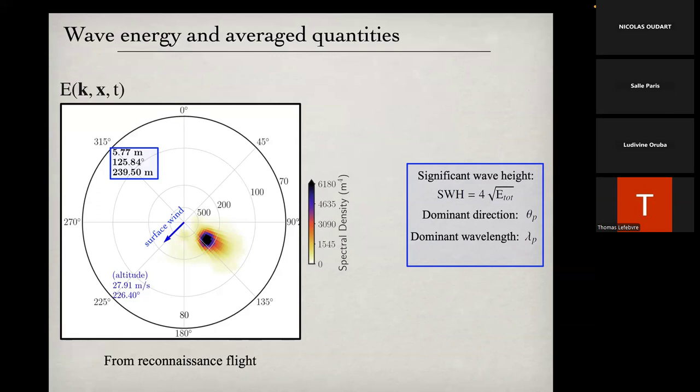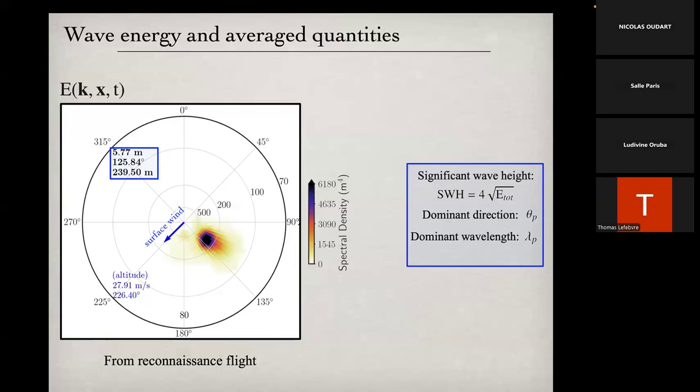From this wave height spectrum, one can also derive the dominant direction of the wave. So here, for instance, the dominant direction of the wave is from the southeast. And the dominant wavelength of the waves, on this spectrum, corresponds to the distance to the center. So here it's a bit larger than 200 meters.